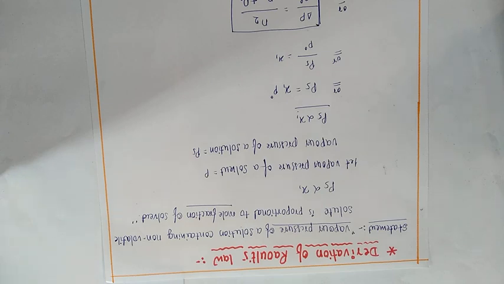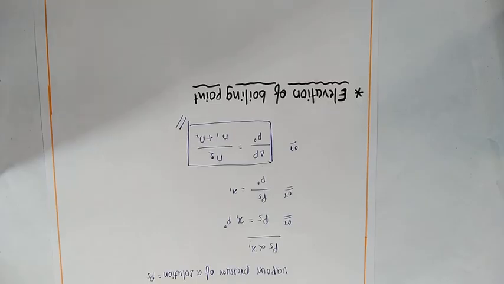And the next one is the second colligative property, that is elevation of boiling point. Students, this is the second colligative property, elevation of boiling point. It also depends upon the number of solute particles but not on the nature of the solute particles.